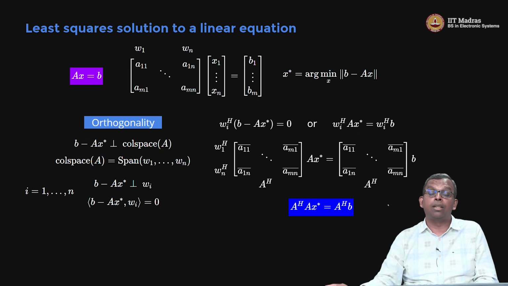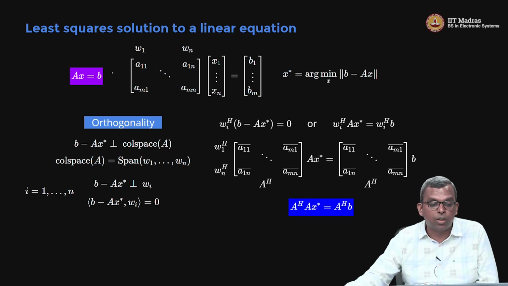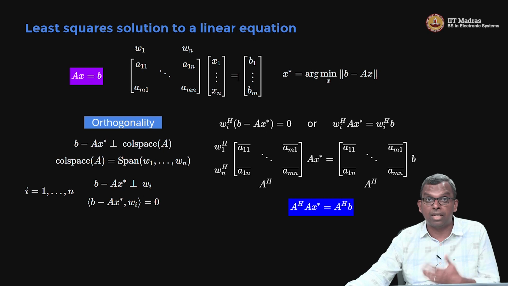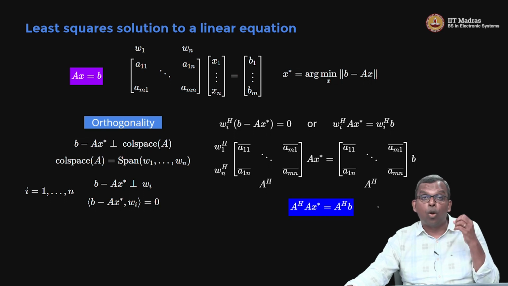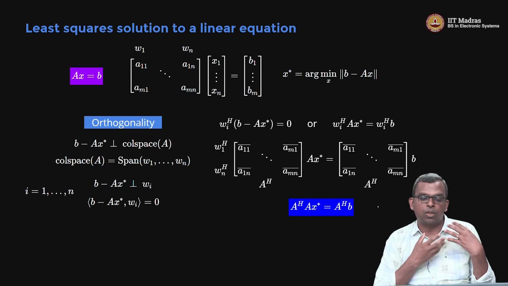So, if instead of solving Ax equals b, you solve A Hermitian A x star equals A Hermitian b, you are doing a least square solution to a linear equation. Now, of course, if b were to belong to the column space of A, this equation and this equation will give you the same answer. If b were not to belong to the column space of A, this equation Ax equals b has no answer. On the other hand, this equation will have an answer. A Hermitian A x star equals A Hermitian b will always have an answer. We saw that, right? That is the least square solution.